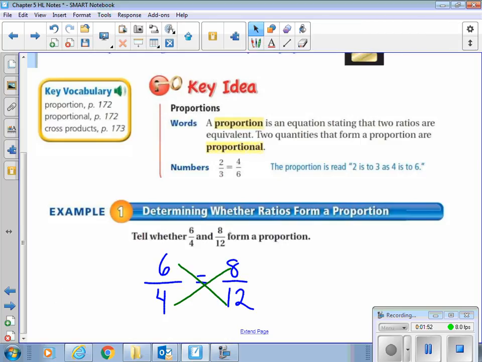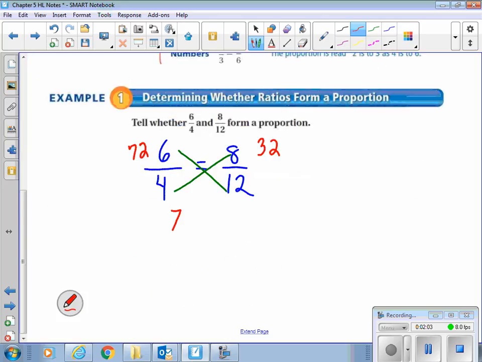So 6 times 12 is 72. And 4 times 8 is 32. Since 72 does not equal, I have a line through my equal sign, meaning not equal to 32, then tell whether 6 to 4 and 8 to 12 form a proportion. This would be a no. They are not proportional because their cross products are not the same.